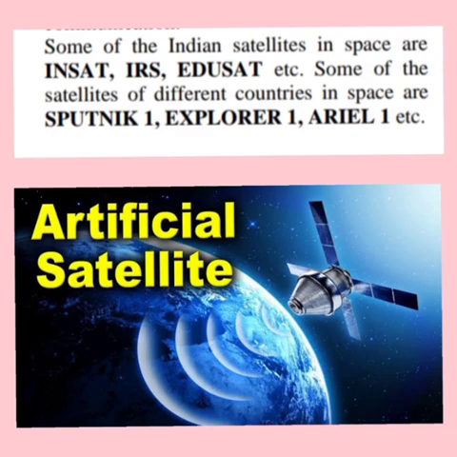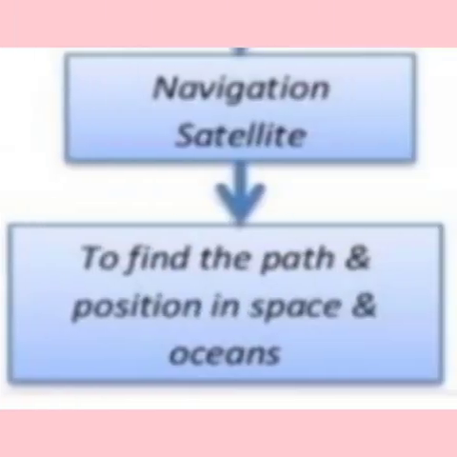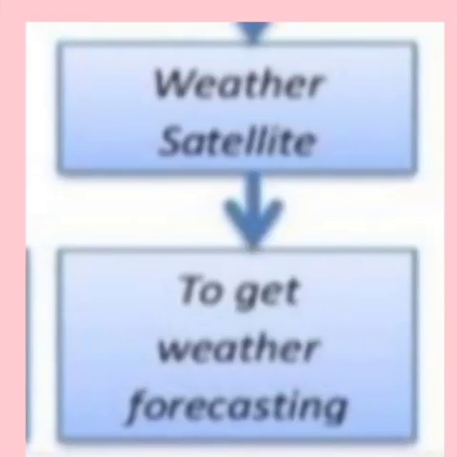Now let us discuss some artificial satellites. The first one is communication satellite. Communication satellite is to get audio video communication. The second one is navigation satellite. Navigation satellite is to find the path and position in space and oceans. The next one is weather satellite. Weather satellite is to get weather forecasting.